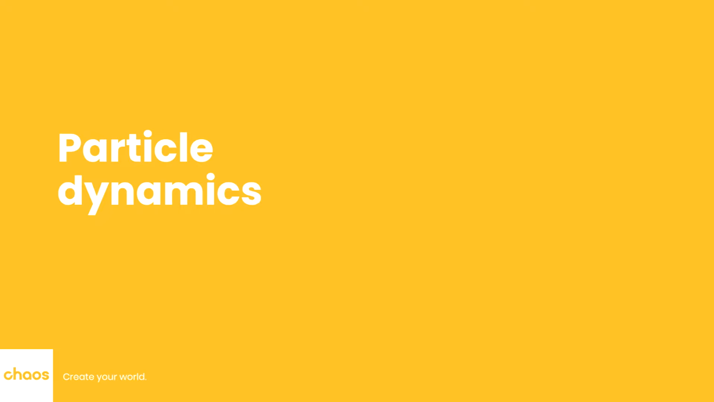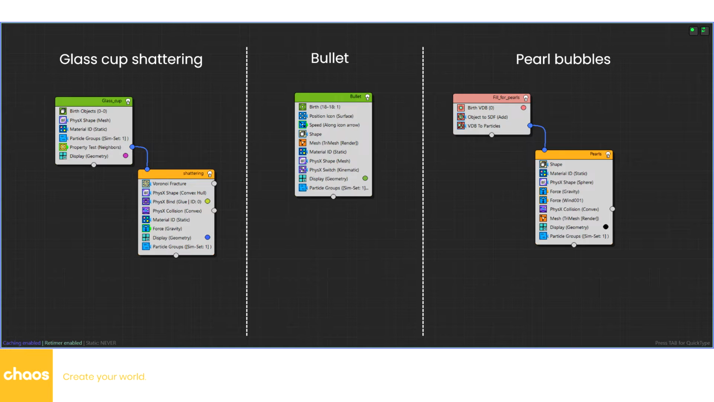Now that we have shown you the scene geometries and the helper objects, we can proceed to the particle system, that is tyFlow. Open the tyFlow editor. We have 3 major events here, one for the glass cup shattering, one for the bullet, and one for the pearl bubbles. Let's start with the simplest event, the shooting of a bullet.